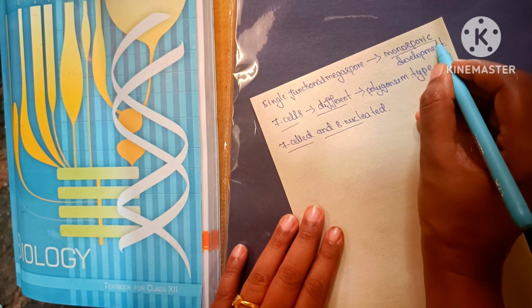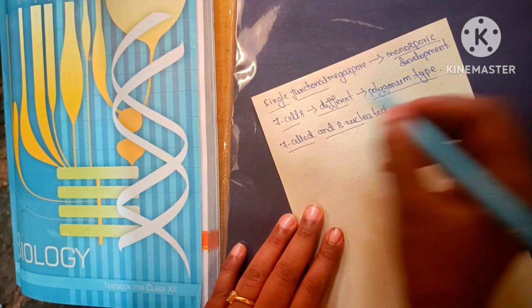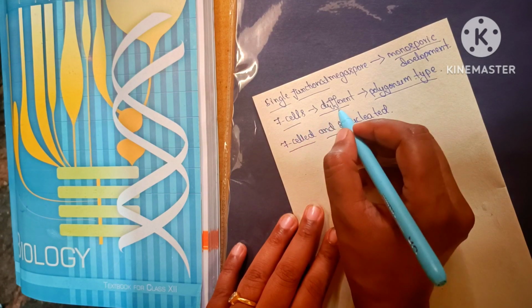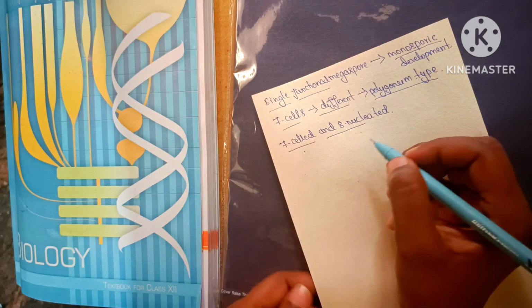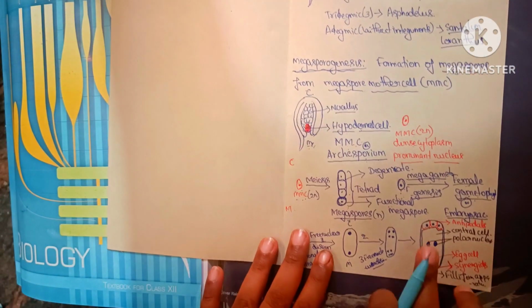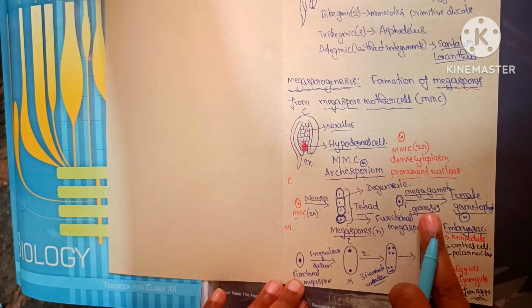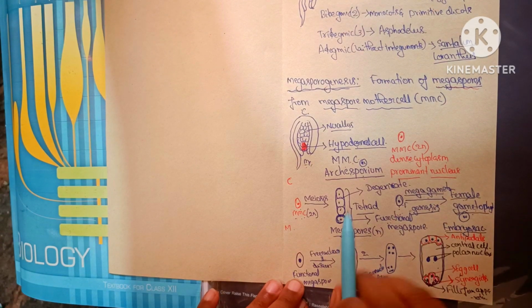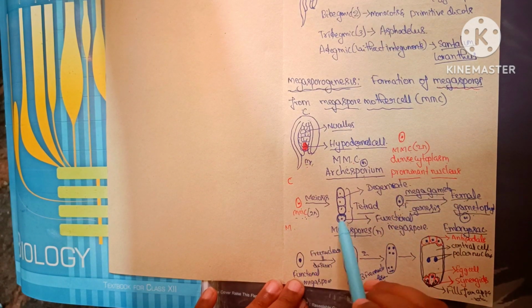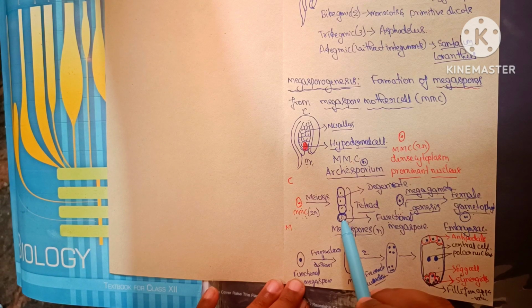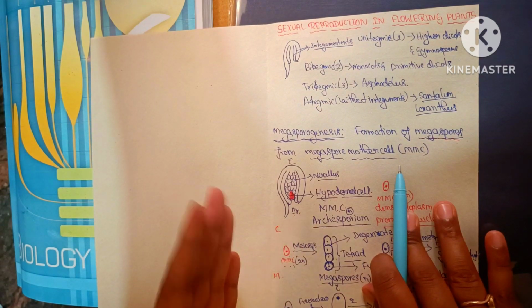Development of embryo sac is monosporic because it develops from a single functional megaspore. Secondly, it is polygonum type because it is made up of different types and number of cells. And embryo sac is said to be 7-celled and 8-nucleated. So that's all about the development of embryo sac. Embryo sac development from the single functional megaspore is called megagametogenesis, and development of megaspore from megaspore mother cell is called megasporogenesis.